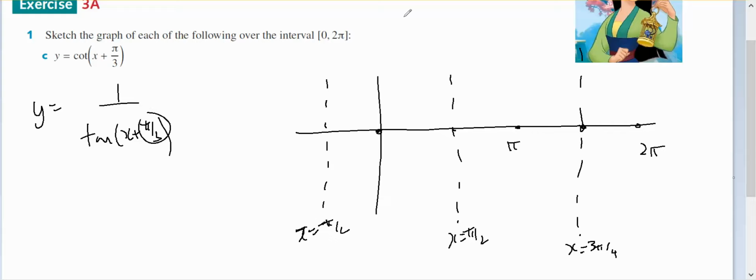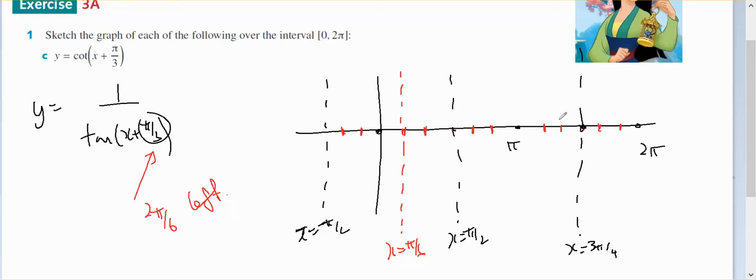I've got to move by pi on 3, so I want to break each of these into sixes, so break them into thirds. That will give me pi on 6s, and I want to move 2 pi on 6 to the left. So I'm going to move these asymptotes. The asymptote of this one is going to move to here, x equals pi on 6.